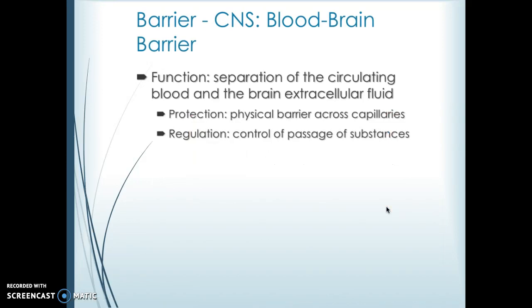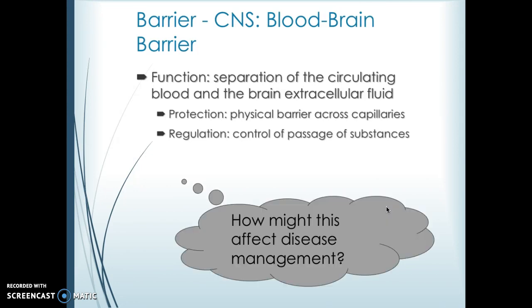So we also want to consider the blood-brain barrier. Like I had mentioned, it's a much more restrictive barrier compared with our standard capillaries, and that really allows us to separate the circulating blood and the extracellular fluid of the brain. Okay, so it's a physical barrier across those capillaries that are with the brain, but also can control what types of substances cross over. So this really helps to prevent large amounts of toxic substances entering the brain and causing bad things to happen.